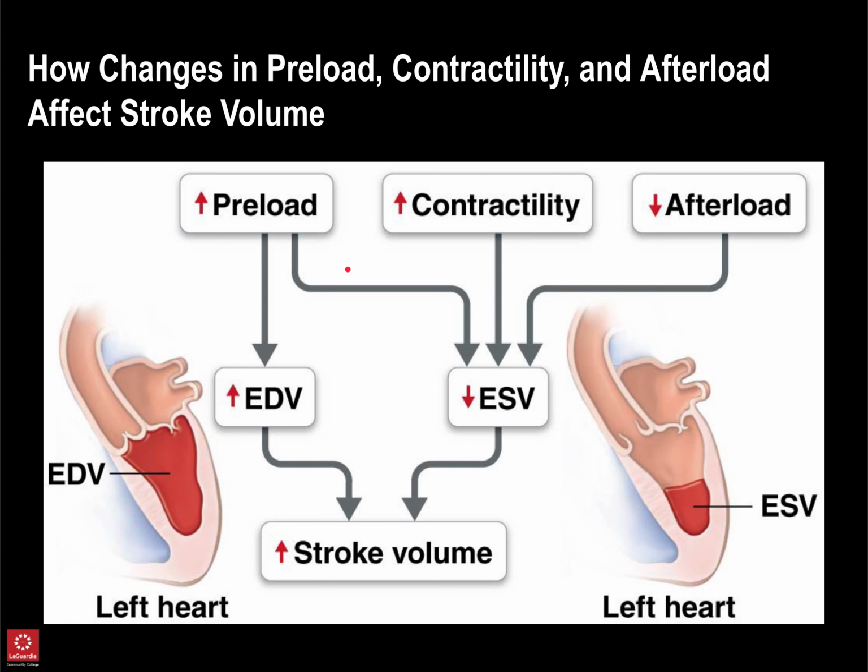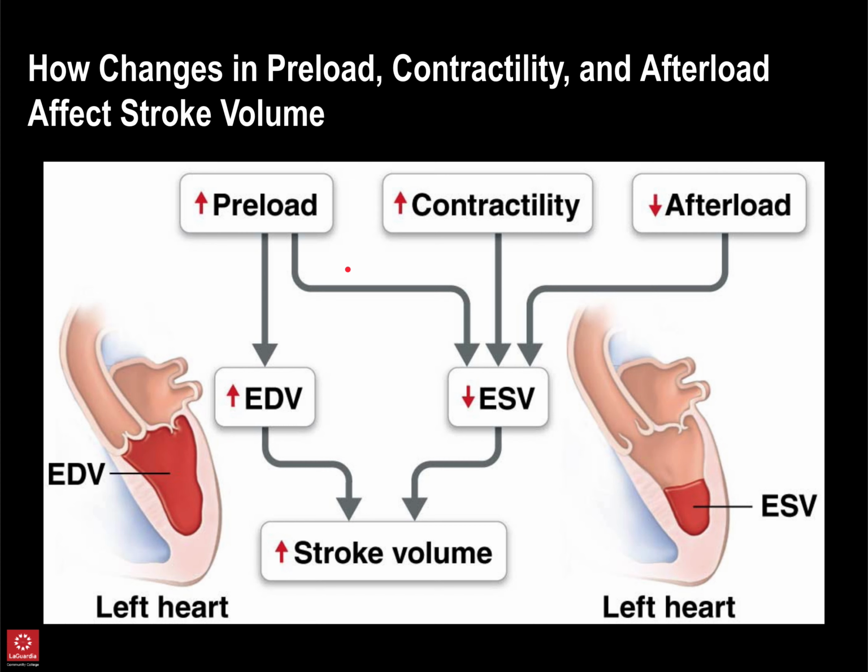Conversely, a decrease in afterload generally corresponds to a higher stroke volume and a lower ESV. So let's take a look at how changes in preload, contractility, and afterload affect stroke volume. So high preload leads to a high EDV, and this volume of blood stretches the cardiac muscle cells, and that's combined with increased contractility leads to a more forceful contraction. Since afterload is low, the forceful contraction isn't pumping against a great deal of resistance, and a forceful contraction against low resistance leads to a high stroke volume and a low ESV.